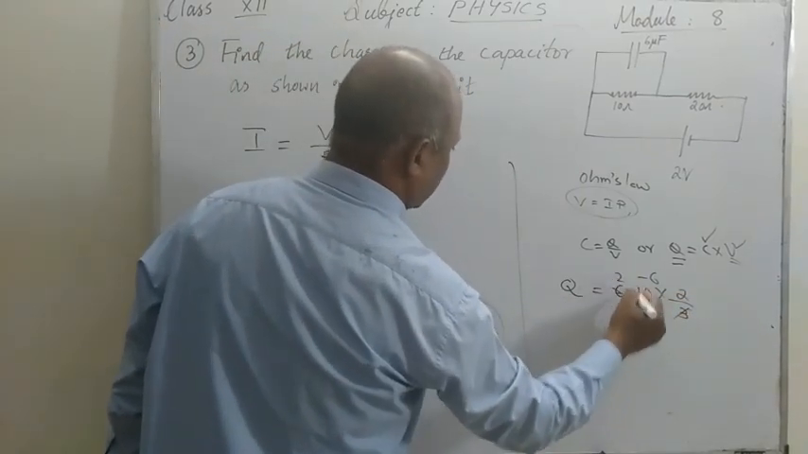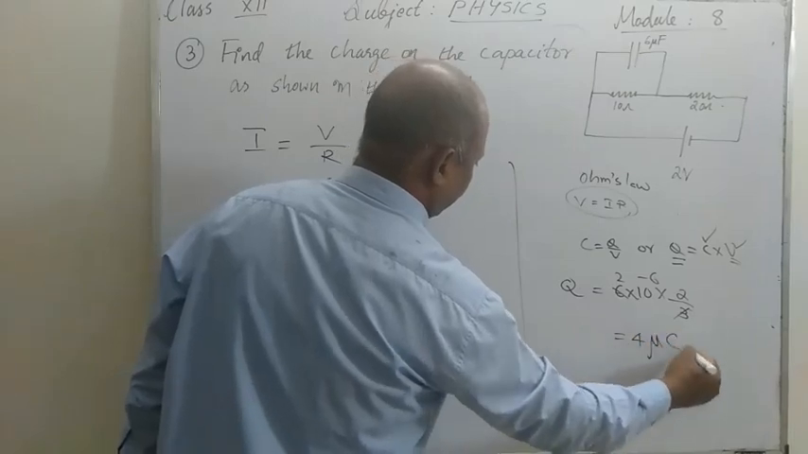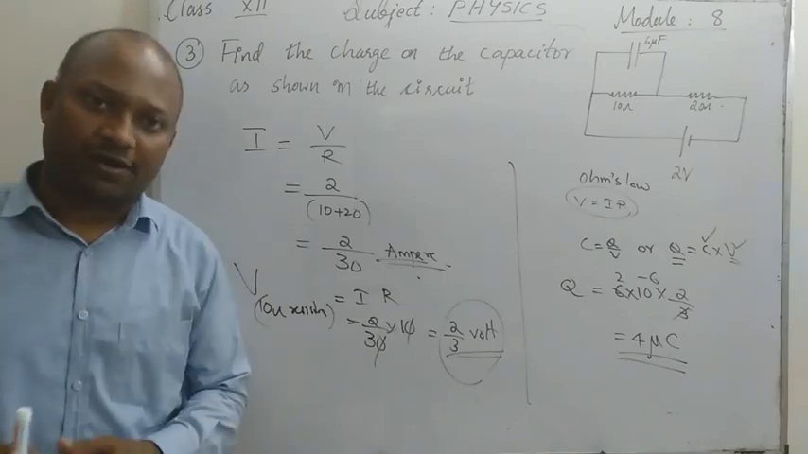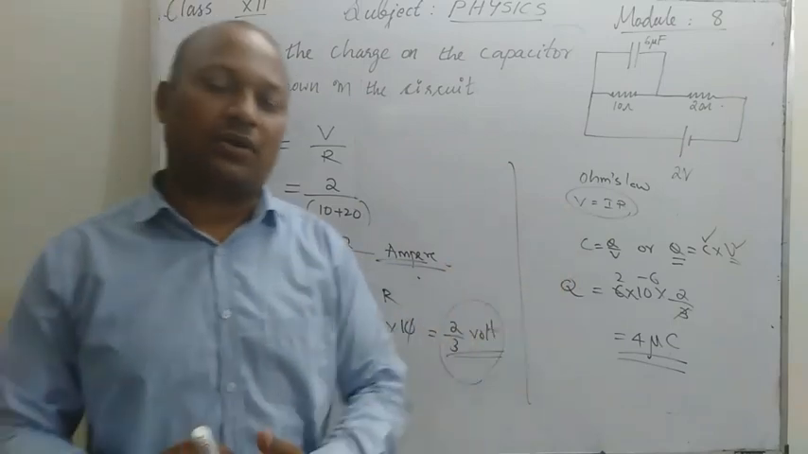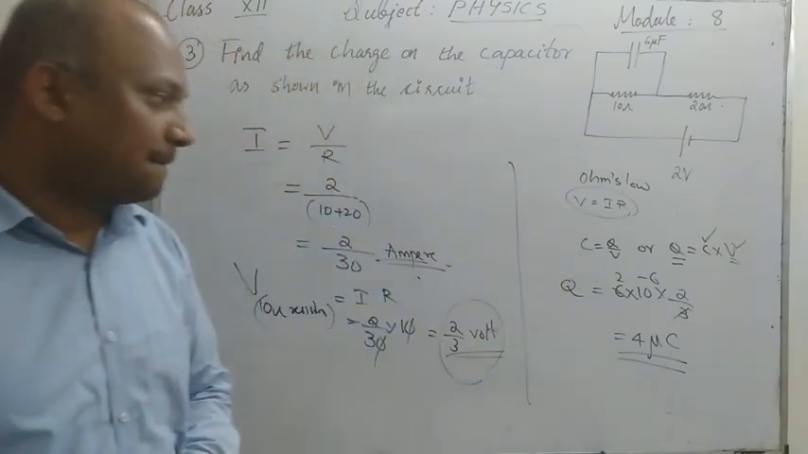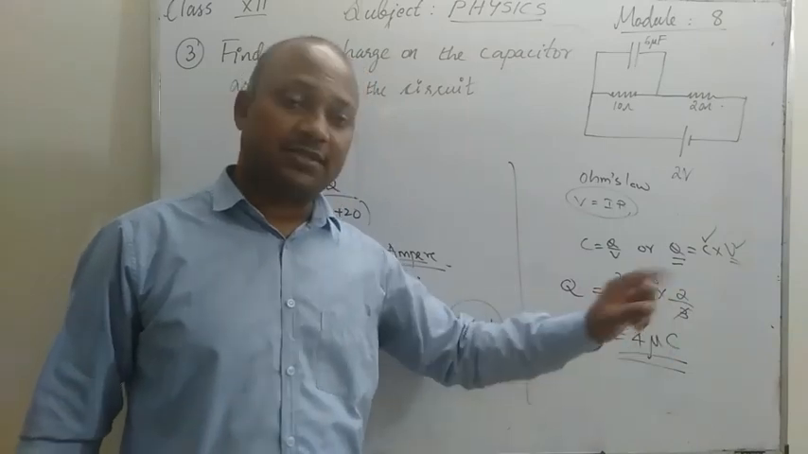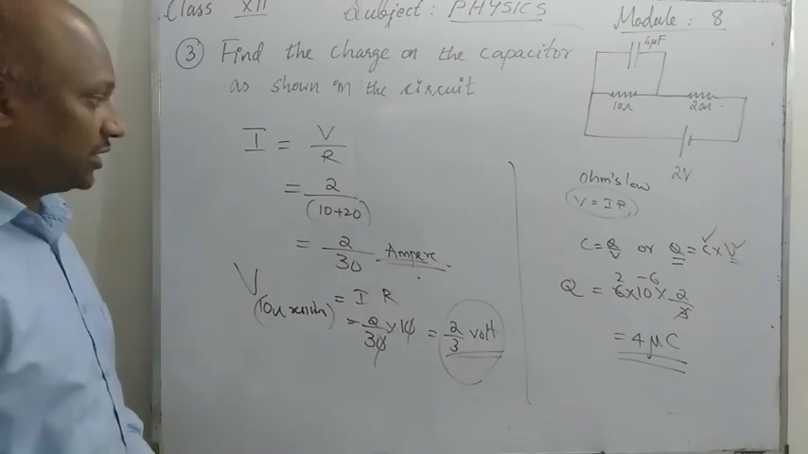So you get the answer 4 microcoulomb. It is 4 microcoulomb, plus 4 microcoulomb on one of the plates and minus 4 microcoulomb on the other plate. The 10 to the power minus 6 is micro, and the unit is coulomb for charge.